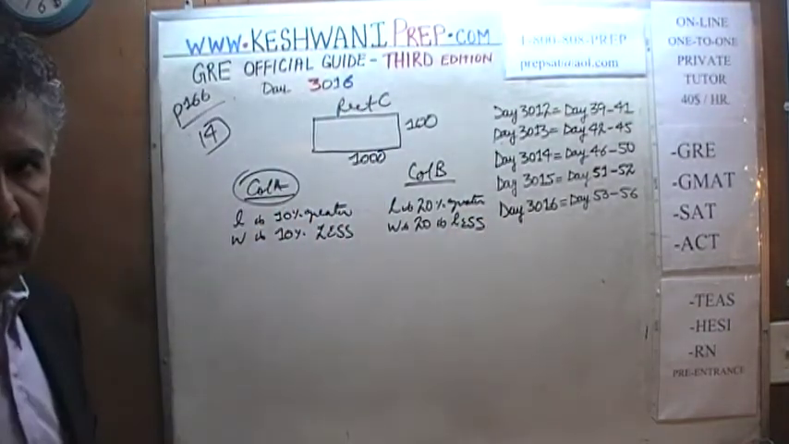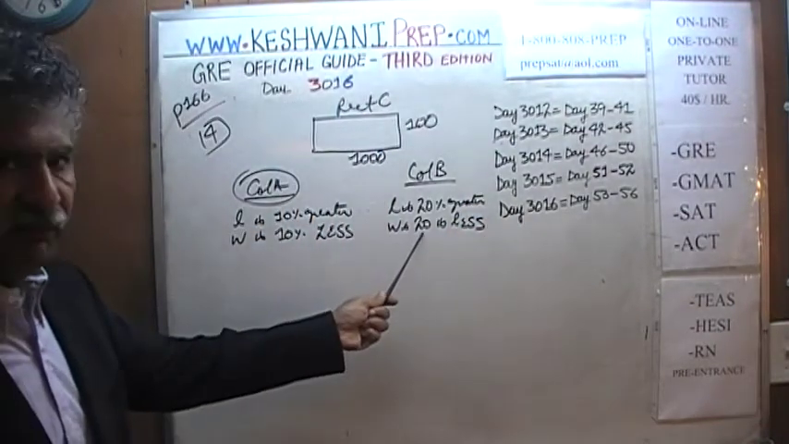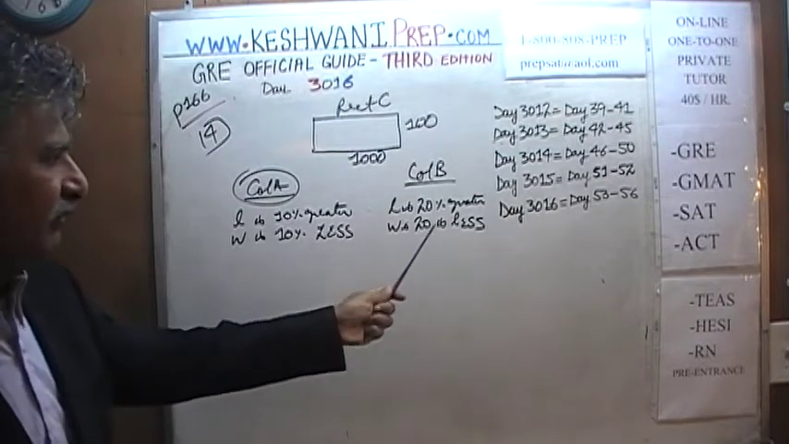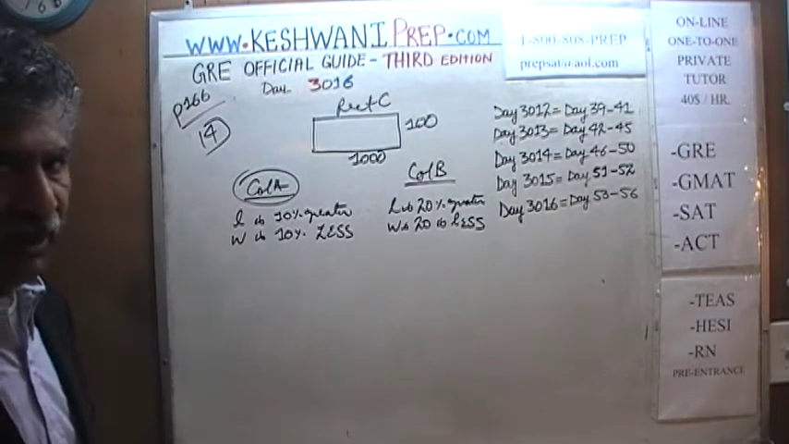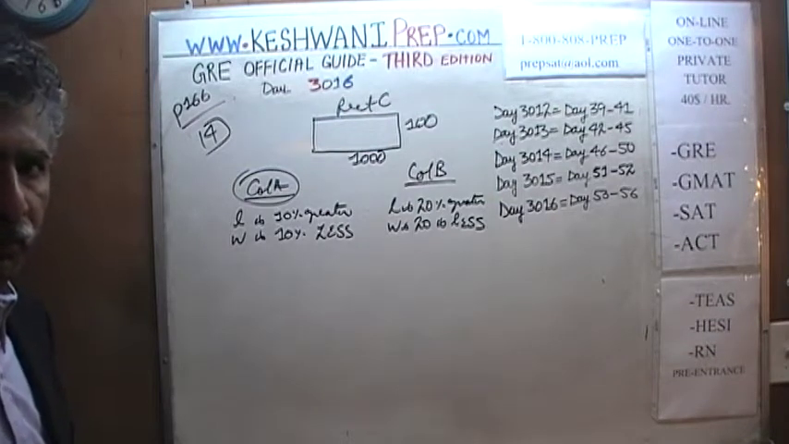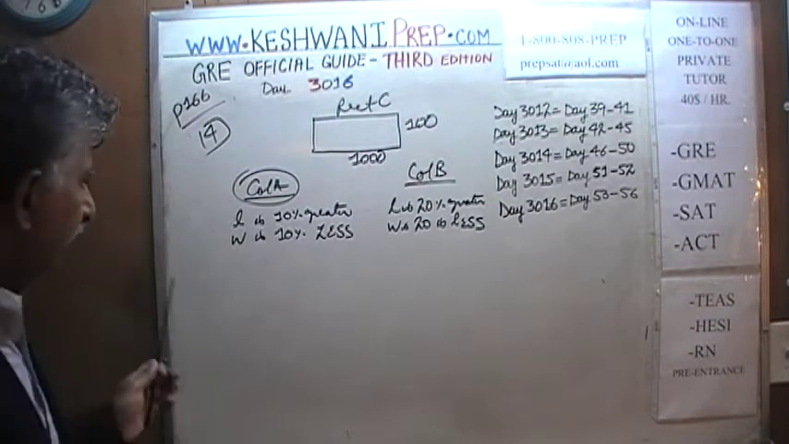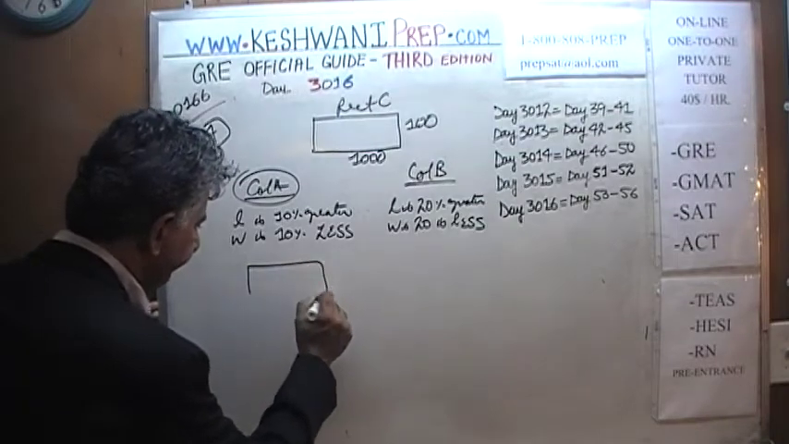Somebody who is in a hurry would immediately conclude that, well, if 20% here is 10% there, then obviously this quantity is going to be less than this one because here we're only going by 10%. We can't do that. We're going to have to do some analysis. So let's do that. Let's draw a rectangle here.